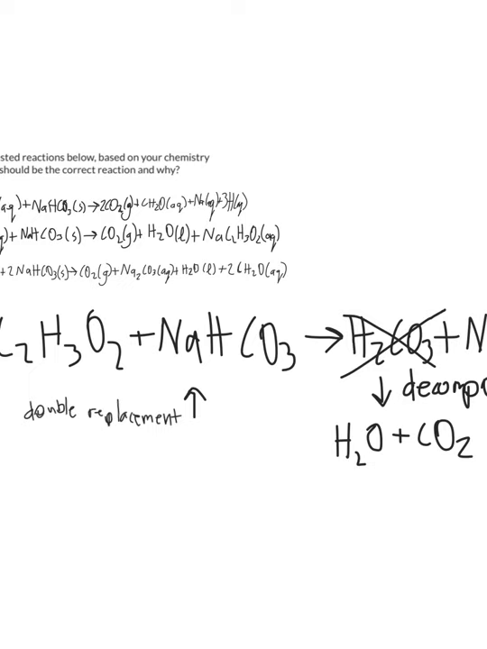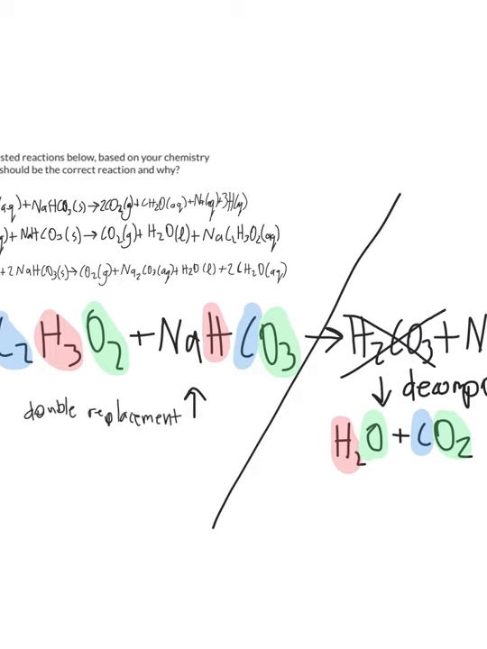And now all we have to do is balance the equation. And I see 5 H's on both sides, 3 C's on both sides, 5 O's on both sides, and 1 Na on both sides. This means that the reaction is already balanced, and as we can see, this is the exact reaction for reaction B. So reaction B should be the correct reaction.